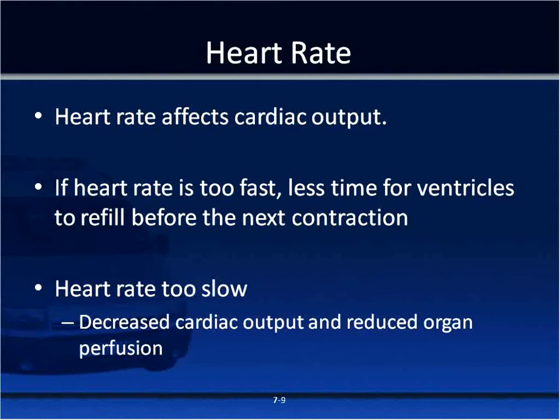Heart rate also affects cardiac output. If the patient's heart rate is too fast, the ventricles will have less time to refill before the next contraction. As a result, the stroke volume and subsequently cardiac output will decrease. In healthy individuals, a slow heart rate may reflect good physical condition. However, in many individuals, a heart rate below 50 will result in decreased cardiac output and reduced perfusion of vital body organs.